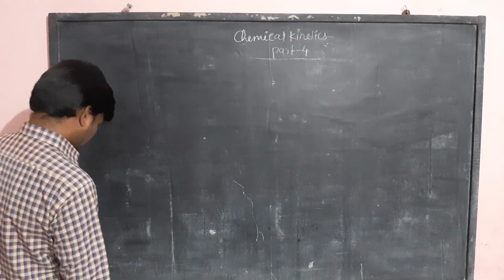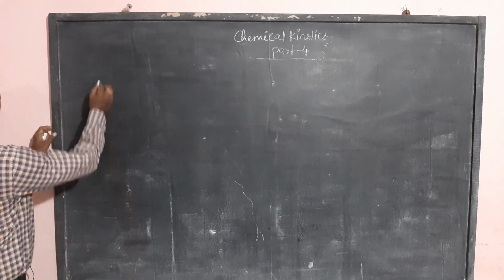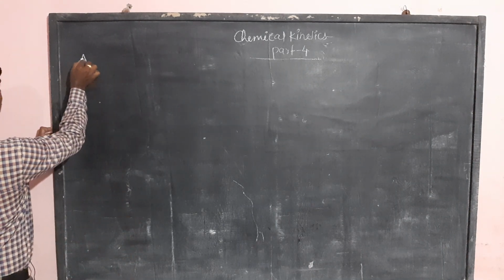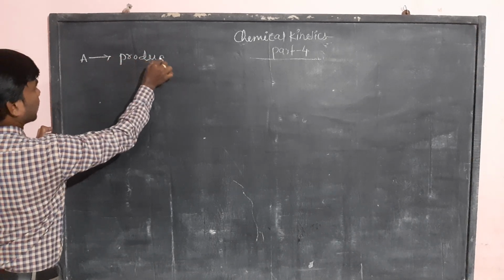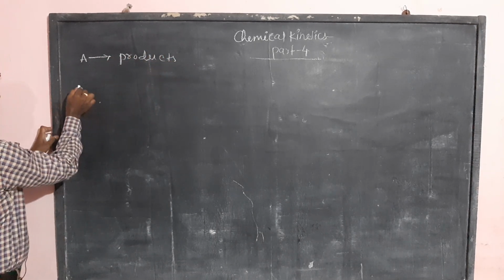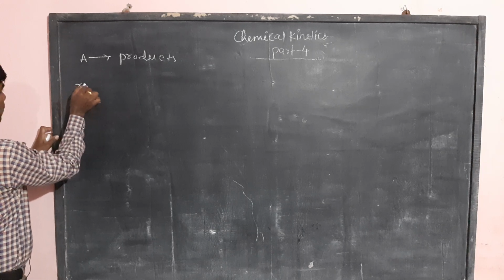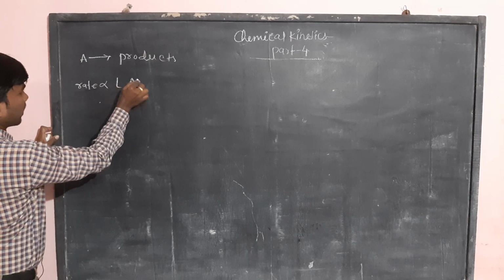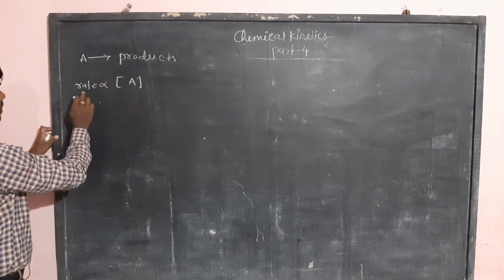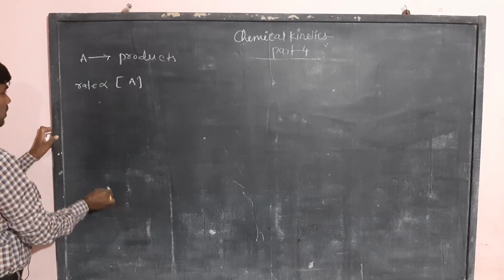So to understand first order, I am taking one hypothetical chemical equation. Here A gives product. So according to the rate law, rate is directly proportional to concentration of reactants. Here the reactant is A, so that's why rate is directly proportional to concentration of A.